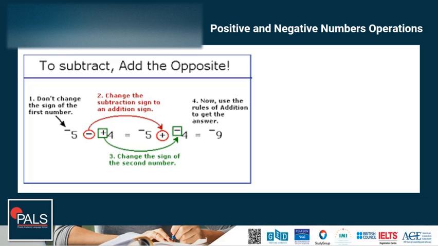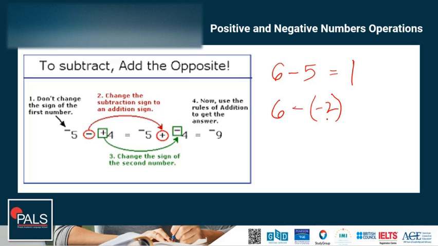Let's try another example. 6 minus 5. Okay, this is pretty easy. We don't need to apply the rule because 6 minus 5 is 1. Okay, let me think of another number. Okay, let's say 6 minus 2.